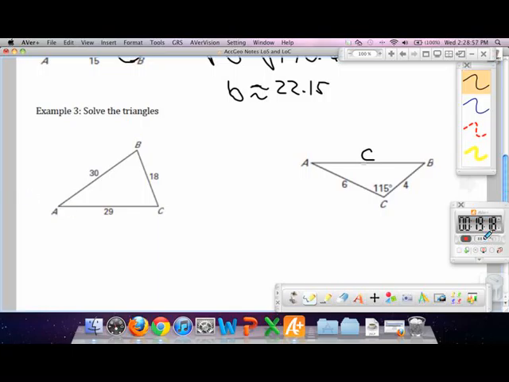So how about we pick an angle we want to find? What's an angle we'd like to find? We'll start with C. We'll come back to B. Okay, I want to find angle C.